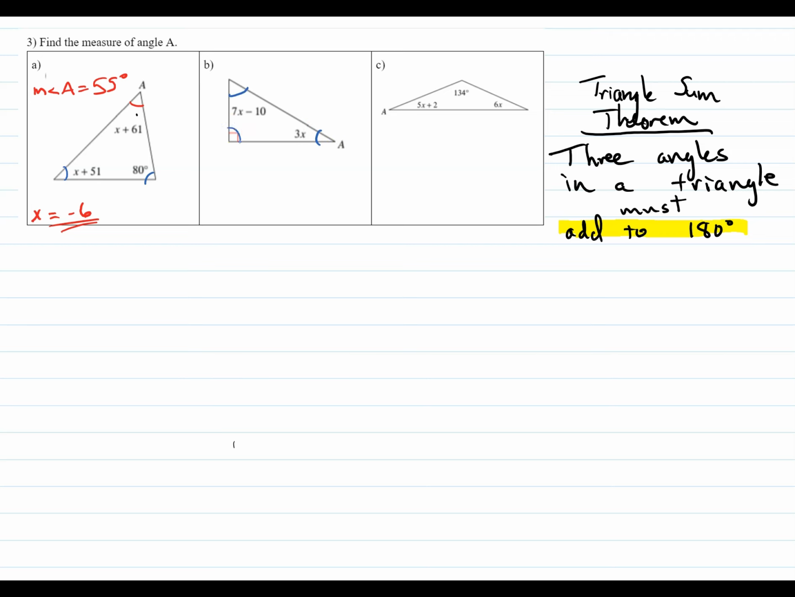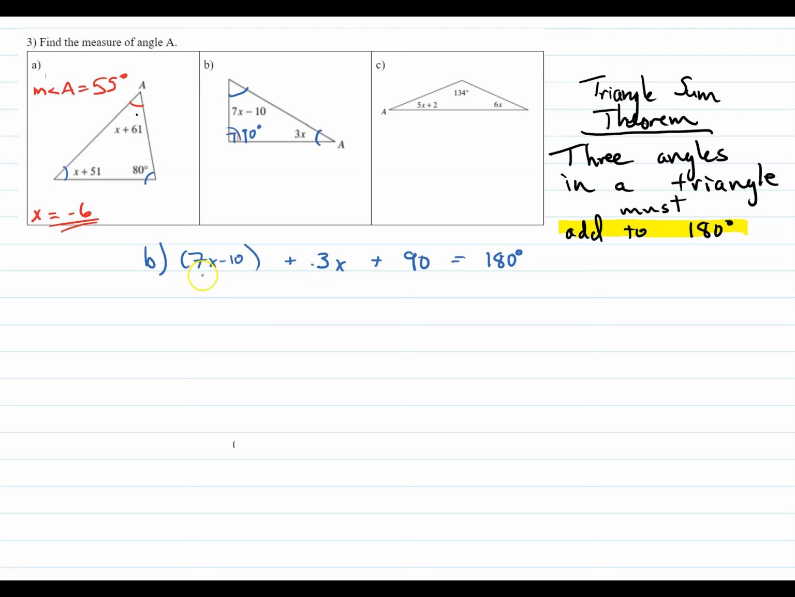The 3 angles in a triangle have to add to 180. This little box means 90 degrees. So 7x minus 10 is our first angle, 3x is our second angle, and 90 is our third angle. And if we add those 3 angles together, they have to add to 180. So let's solve for x.